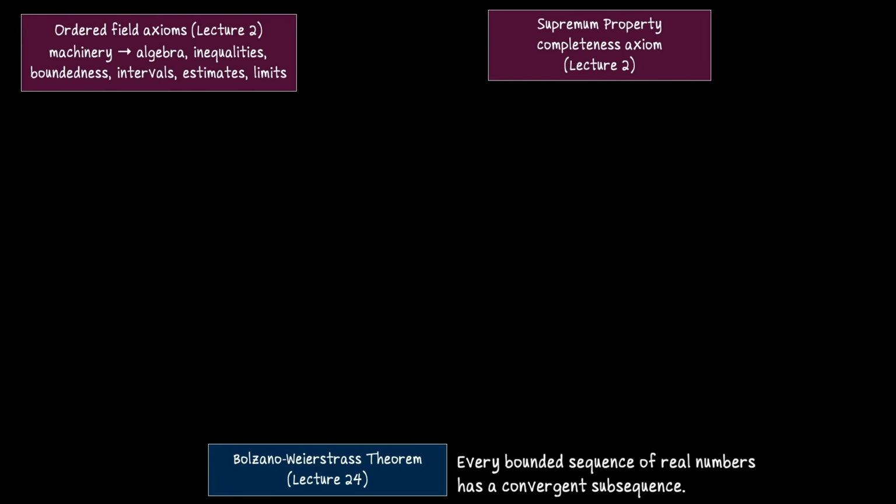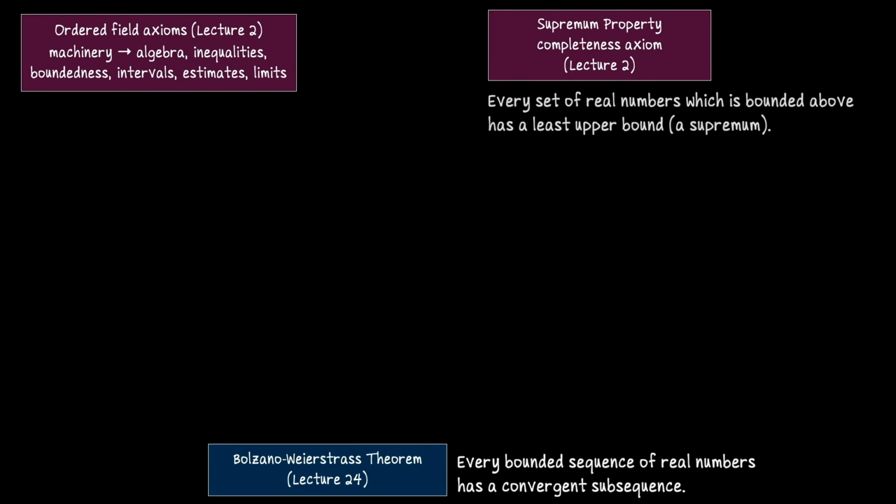So first, starting with the axioms, I've separated them into two boxes up here at the top. On the right is the supremum property. That was what I called our completeness axiom, and it said that every set of real numbers which is bounded above must have a least upper bound, or in other words, a supremum.